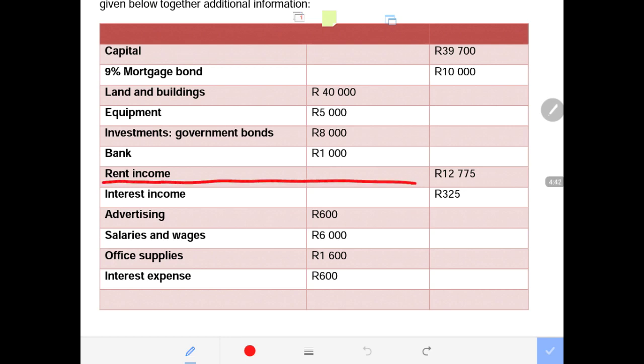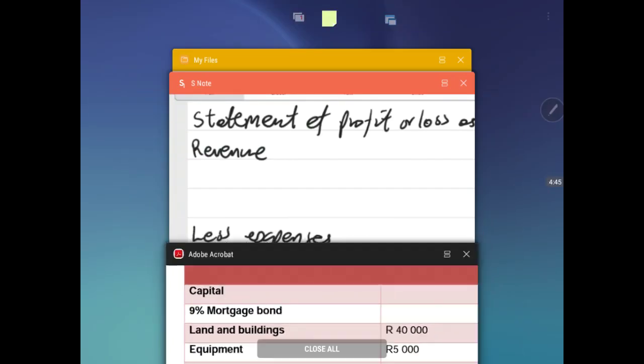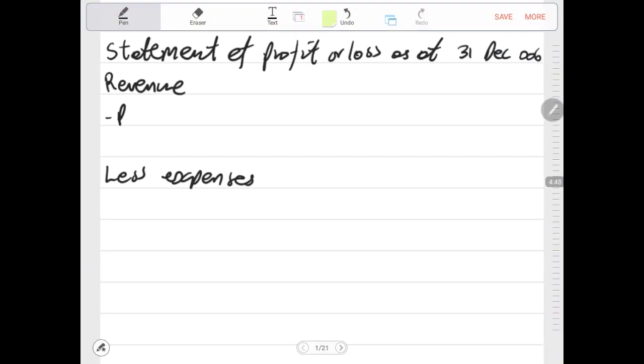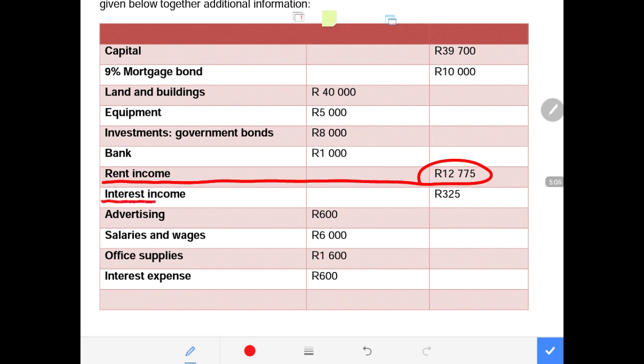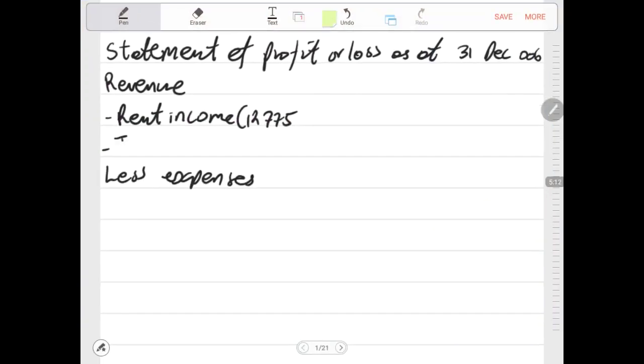We have rent income of 12,775. This is part of our revenue. Rent income 12,775. Take note that I'm not writing this under total because I still have to take into account the adjustments. Then I look for another income, which is interest income, 325. I write my interest income, which is 325. There are still adjustments to be taken into consideration.